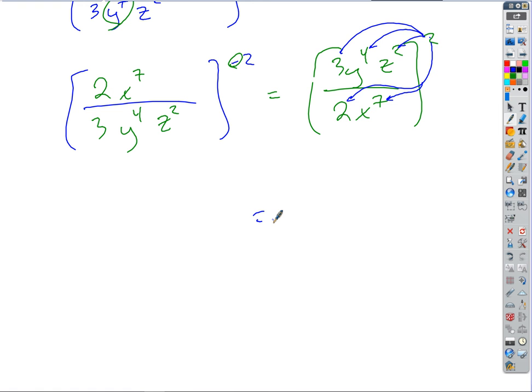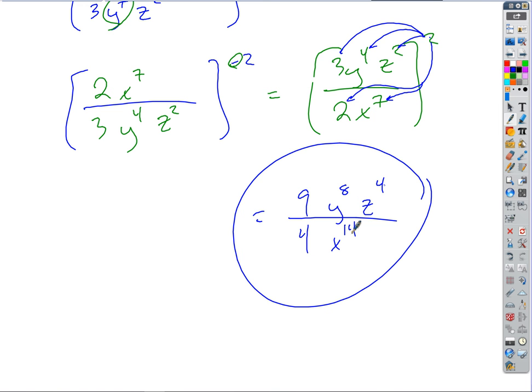What do I get on top? What's 3 squared? 9. Y to the 4th squared. Good. Y to the 8th. Z squared squared. 2 squared. X to the 7th squared. That's it. Okay, make sense? All right, let's go.